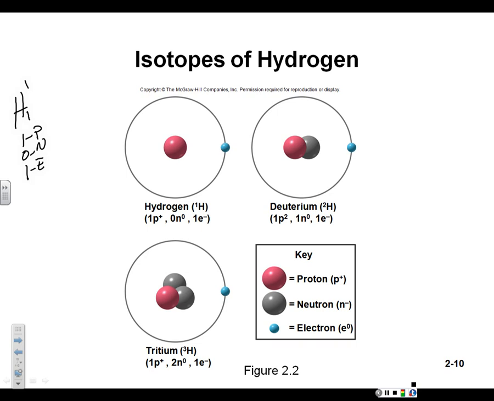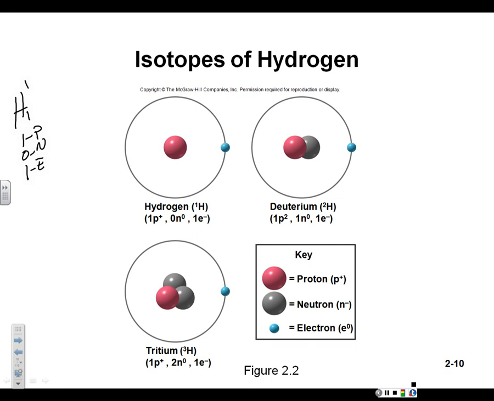All right, but if the number of protons and the number of electrons stay the same, so electrons determine what? The chemical what? Property. Did we change the number of electrons? So it's going to react pretty much the same. The only thing that's different is how much it weighs.